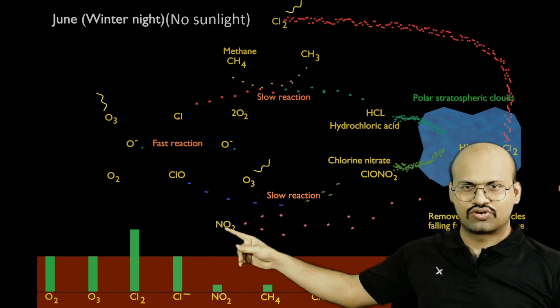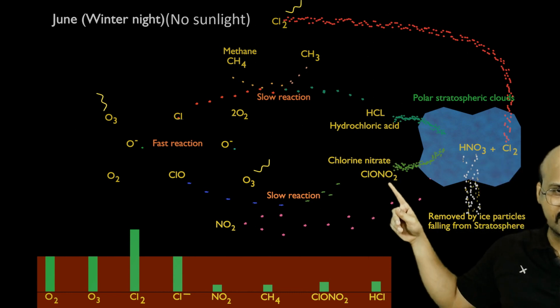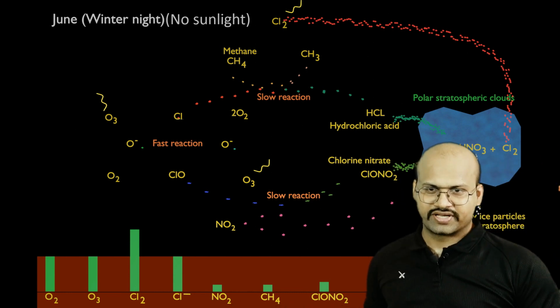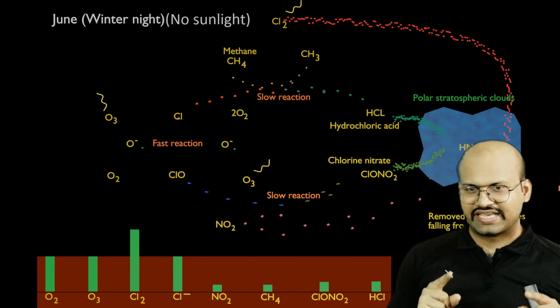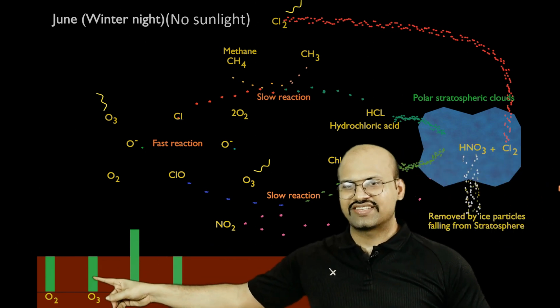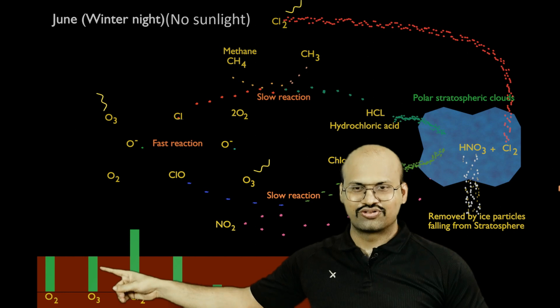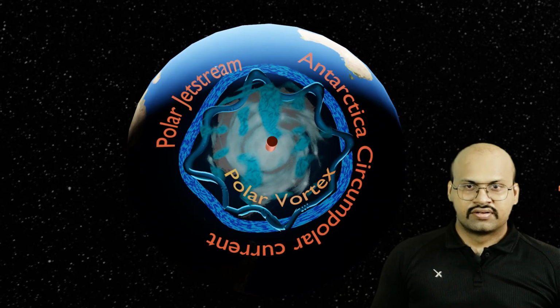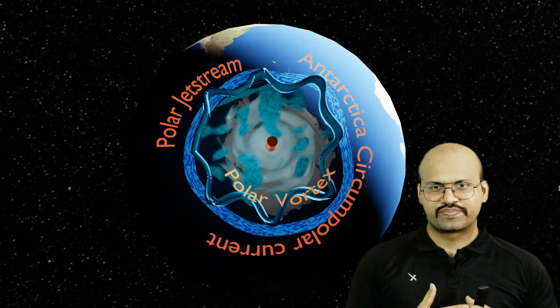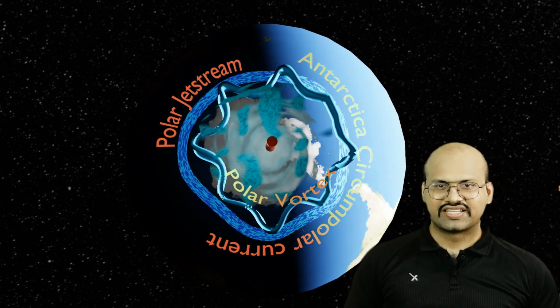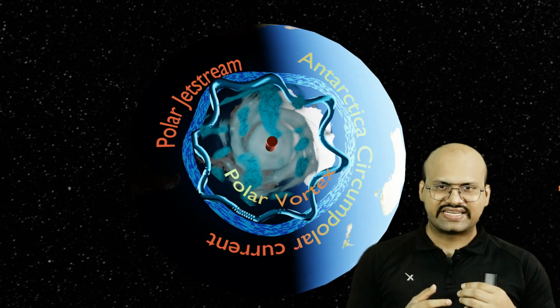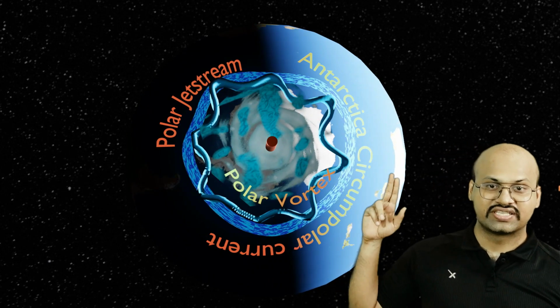So we can see NO2, CH4, HCl, chlorine nitrate, all of them decrease in the winter months. But remember, in the winter there is no decrease in the amount of ozone. The ozone is still at its normal level. Now, with the arrival of spring, we see that the sunlight will come from the horizon. There is very light sunlight which is coming from the horizon, which you can see over here.